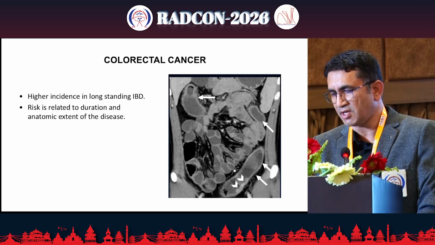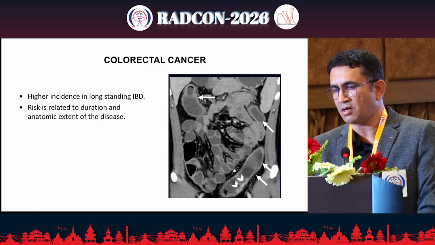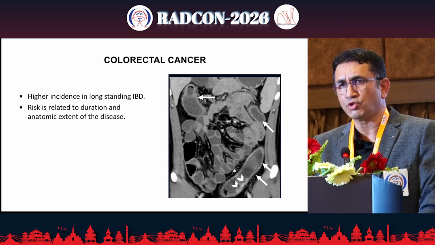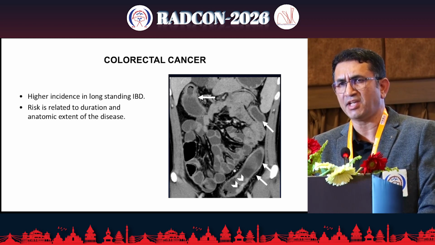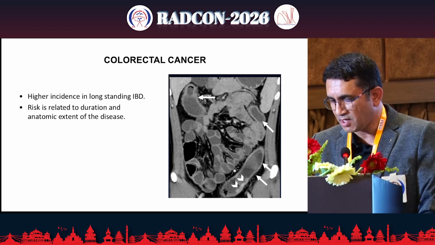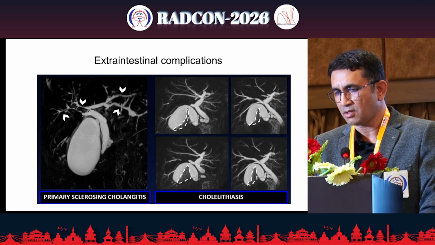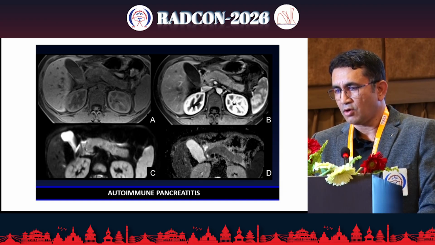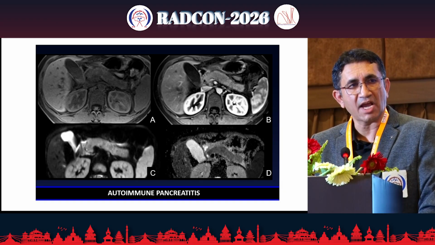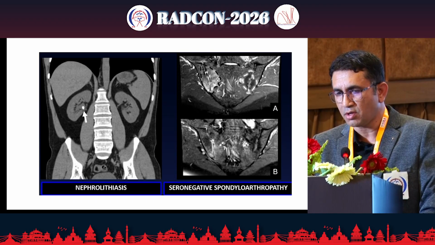Here we can see there is elevation and thickening of the mucosa along the sigmoid colon, and whenever there is involvement beyond the hepatic flexure, there is more chance of having malignancy. These are again primary sclerosing cholangitis, autoimmune pancreatitis, and sacroiliitis, which we should always look for.